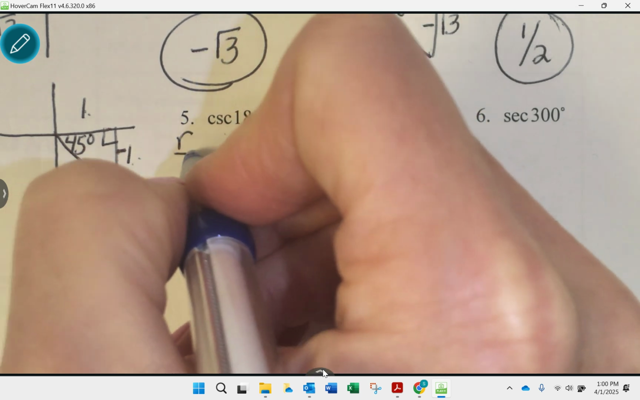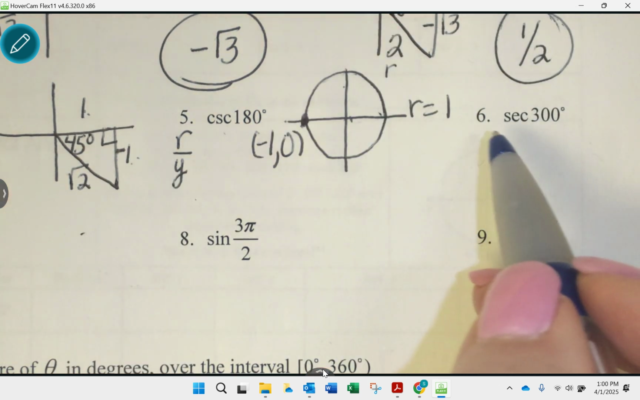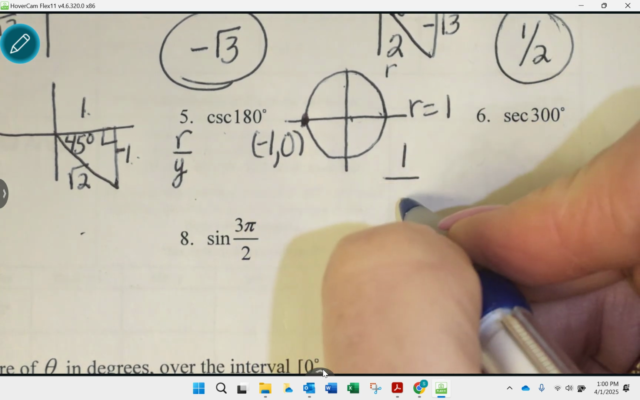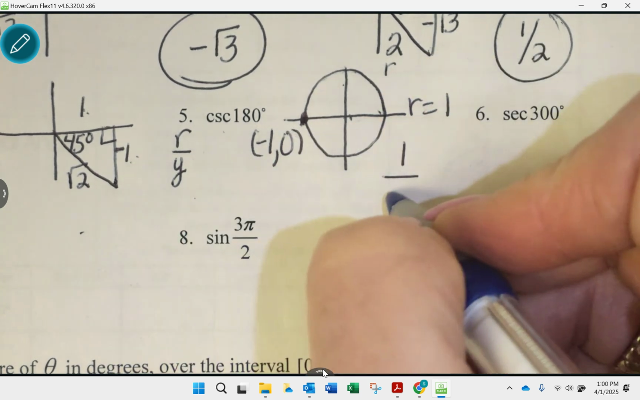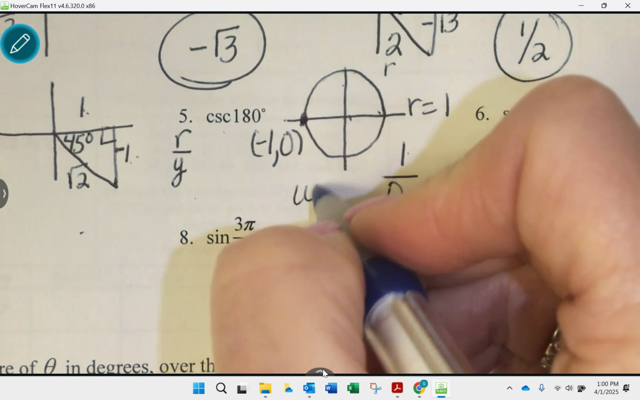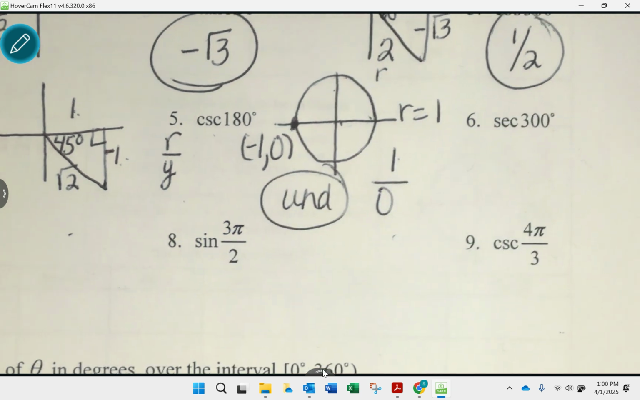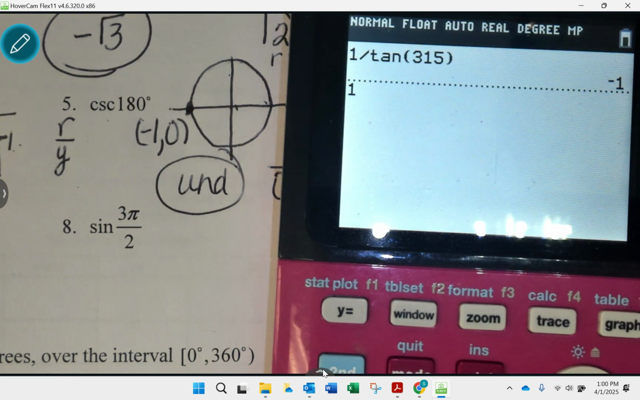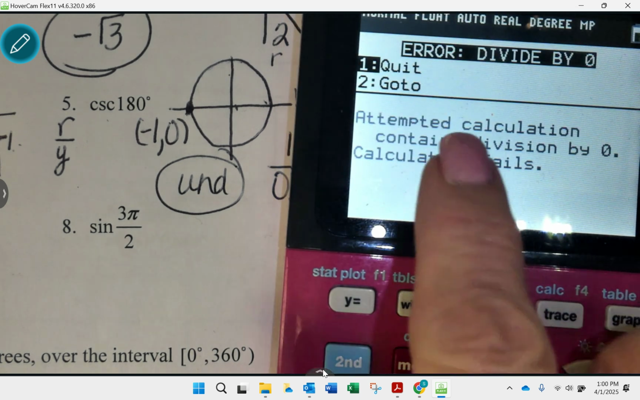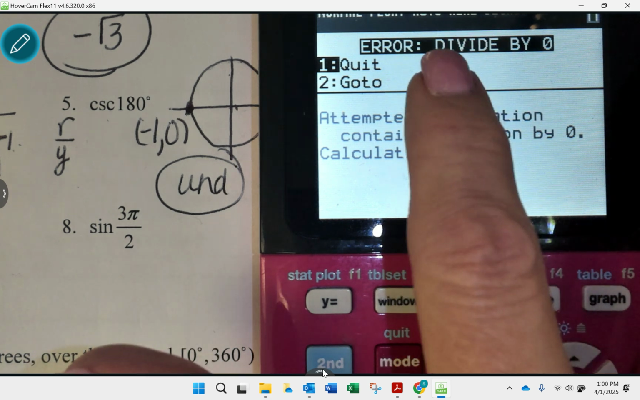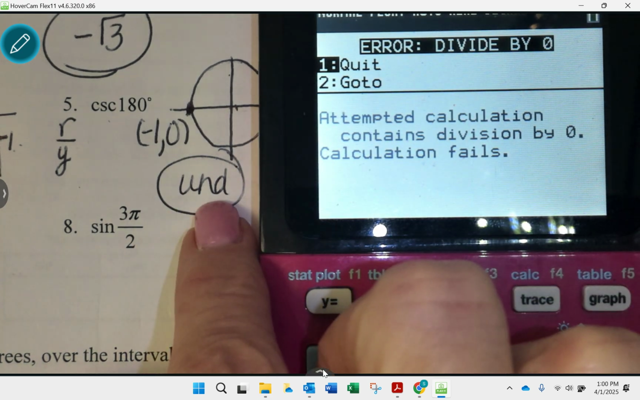Cosecant is r over y. So what's the radius of that circle? And what's the y value? It's 0, isn't it? So what do we call an answer of 1 over 0? Undefined. If I wanted to check this, I would have to do 1 divided by the sine of 180. And look what happens. You're attempting to divide by 0. The calculation fails. We have an error, undefined. Okay?